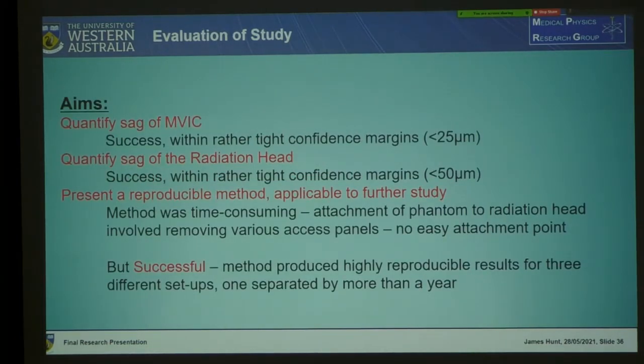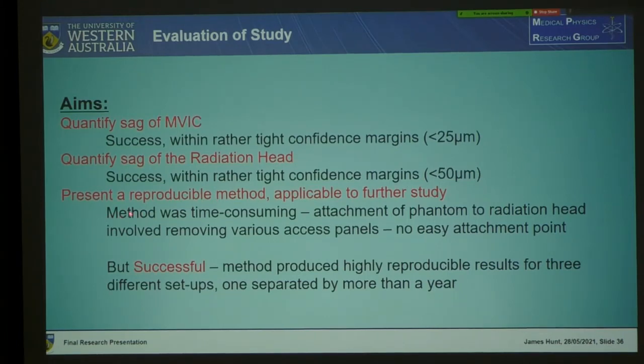So I want to evaluate my study. The aims I mentioned before were to quantify the sag of the MVIC, which I believe I succeeded with. I had quite tight confidence margins of about 25 micrometers or less. The radiation head sag, I again managed to quantify successfully with a 50 micrometer margin in each of my graphs. I also wanted to present a reproducible method applicable to further study.